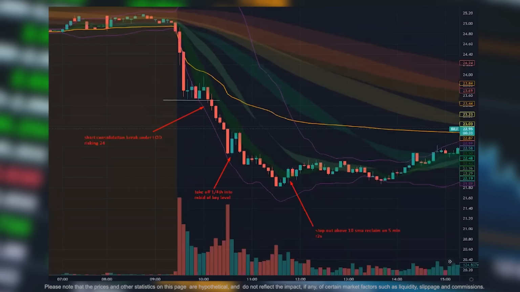Great, thanks. So this is just the ideal trade management: short under the consolidation, right into that reclaim. I can't see exactly where the price is, but where that second arrow is, we came into an important technical level. That would be an area where you'd probably want to take some off. And then at the third red arrow, we reclaim the 10 moving average on the 5-minute charts. That would be the final reason to sell.